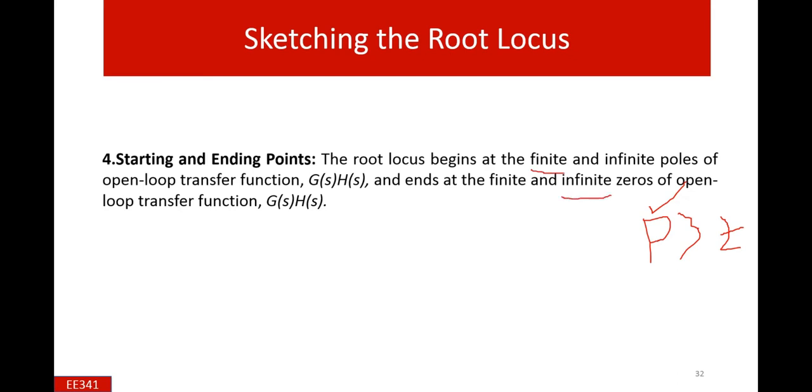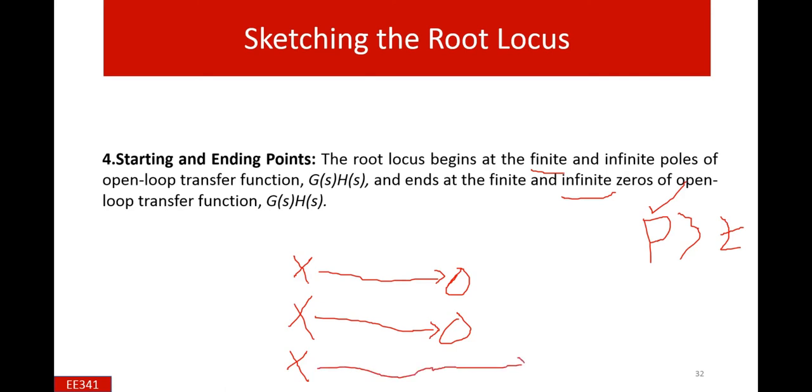And the end point may be, for example, there are 3 poles and there are 2 zeros. One pole ends at the open loop zero, another pole also ends at the other open loop zero, and one pole ends at infinity. It may follow some symmetric asymptotics. Asymptotes we will define in the next part.